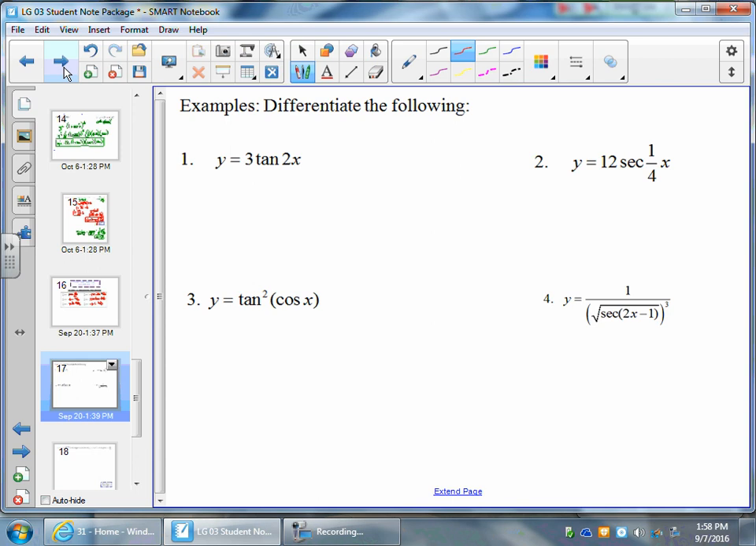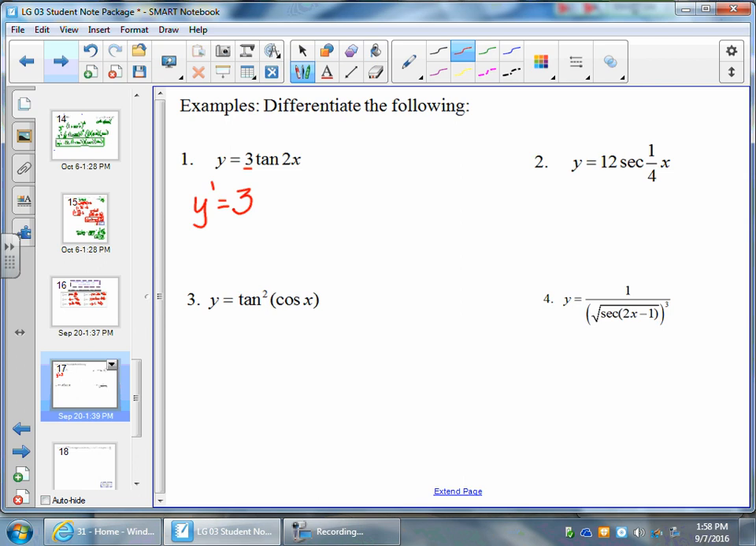Now, all we're going to do is basically practice using these in this lesson. So take a look at number 1. We've got y equals 3 times tan 2x. Now remember I mentioned in the last lesson, if you have a coefficient at the beginning, you don't need to worry about it because technically it's uv prime plus vu prime. However, that derivative is always going to be 0. So the derivative of this guy, I can keep that coefficient there.